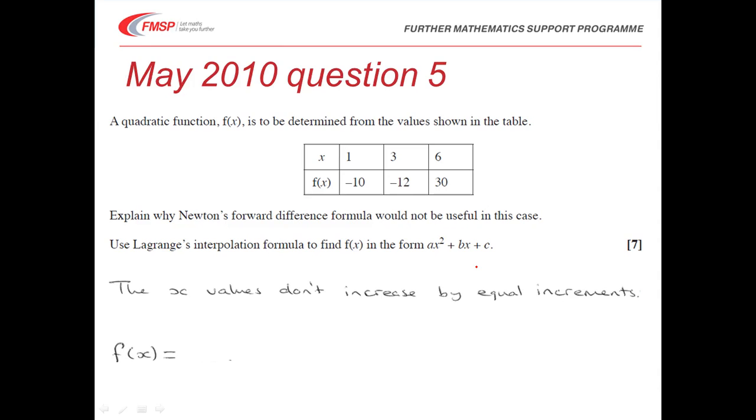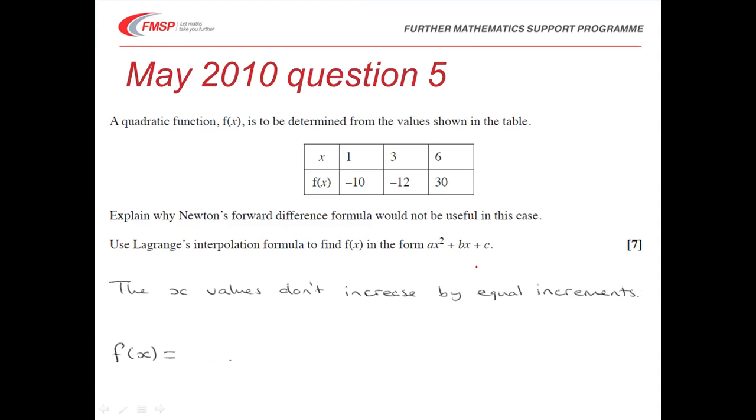Now, for Lagrange's interpolation formula, we can start off by writing f(x) equals, and I'm going to show you where the values come from on this page, and then we'll simplify it on the next. It wants us to get it in the form ax squared plus bx plus c. So, what you do for Lagrange's, and it's always best if you learn what to do, for 3 points, we get a quadratic. It's always one order less than the number of points that you have.